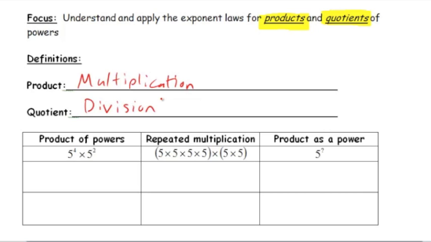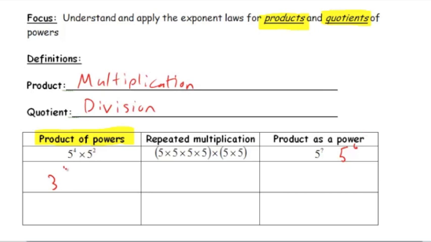Okay, so the first one that we'll look at is product of powers. So product of powers is one big one. If we have two powers that are multiplied like so, we can write those out as repeated multiplication. Again, a reminder that exponents are just a shortcut for repeated multiplication. So now if we have 5 times itself, here in the repeated multiplication column, we have 5 times itself 6 times. So that's going to be 5 to the power of 6.